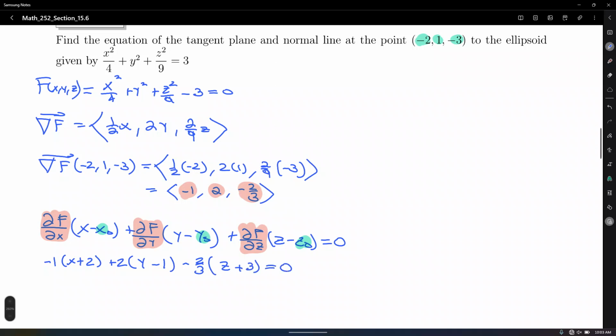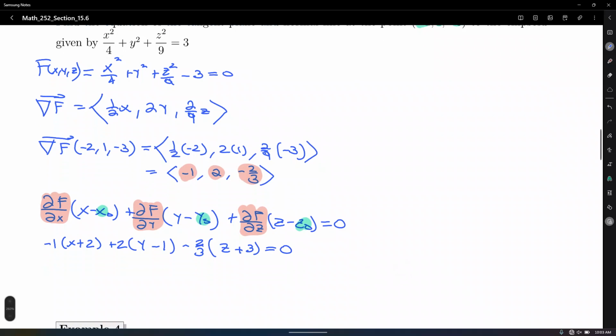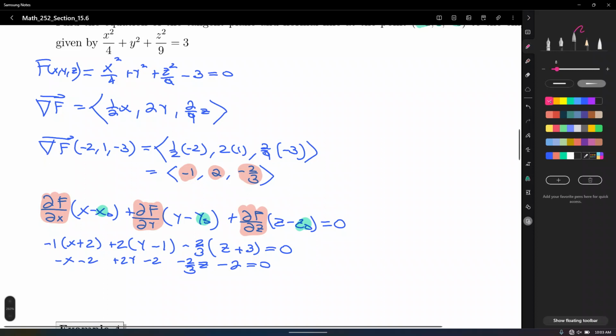And yes, I know what you might be thinking. You don't want to deal with fractions, right? Multiply everything by 3. Or, well, actually, no. Actually, let me distribute the coefficients. So that's -x minus 2 plus 2y minus 2 minus 2/3 z minus 2/3 times 3. That's just going to give us a 2. -2 equal to 0. The rest of the problem is basic algebra.